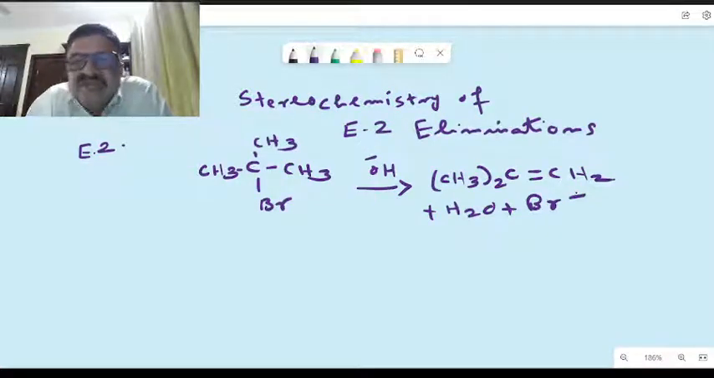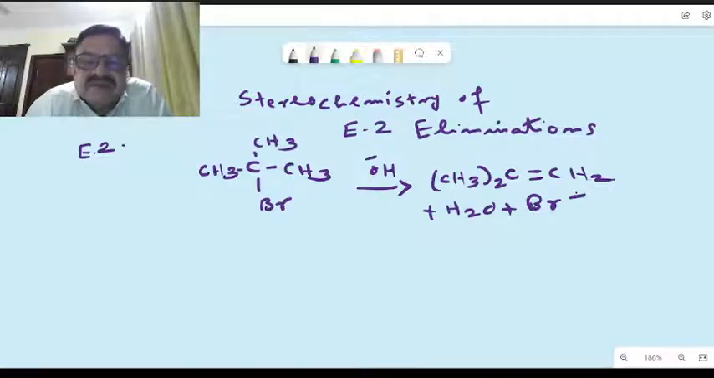Okay, now this is second order kinetics. We know kinetics, second order kinetics, a concerted reaction here. Concerted reaction means all bonds are broken, and all bonds are formed in a single step. Correct. E2 mechanism, it is a single step reaction. Kinetics is a second order kinetics, is a bimolecular reaction.